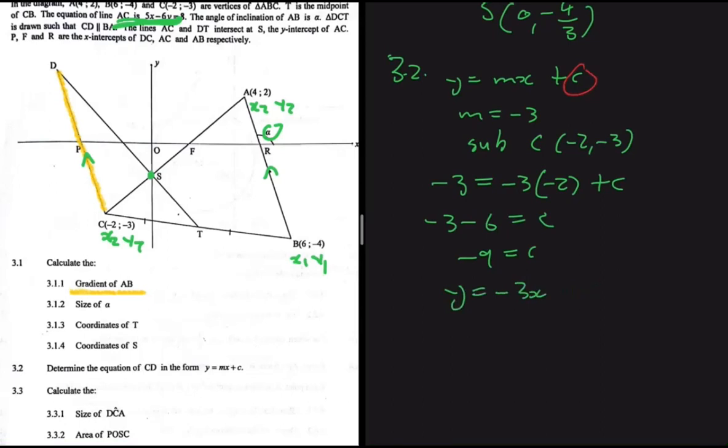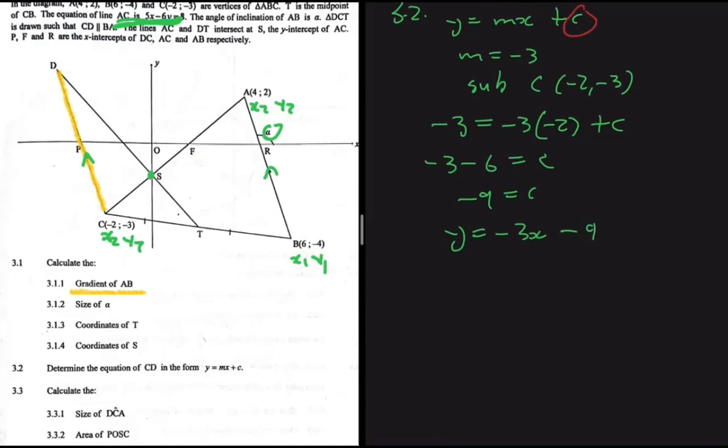So the equation is now y is equal to minus 3x plus c, where c is minus 9. So let me just see if that works real quick. If we substitute minus 2 and then we minus 9, we're gonna get 6 minus 9, which is equal to minus 3. So it seems like we're on the right track here. Yeah, let's carry on and see what happens.